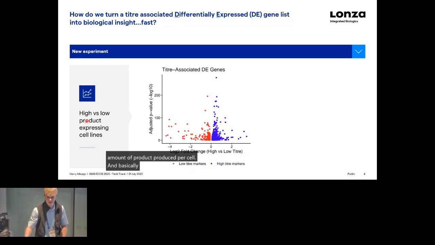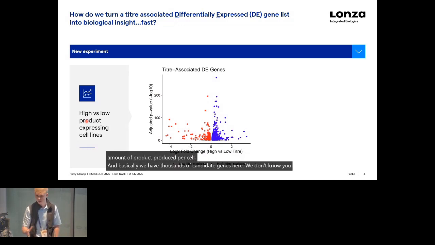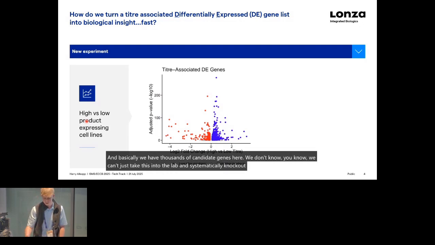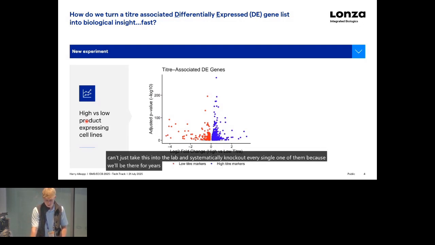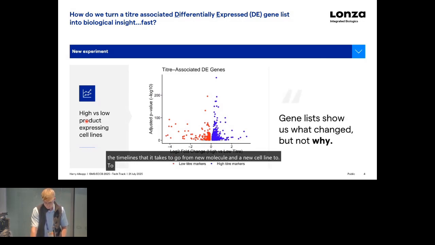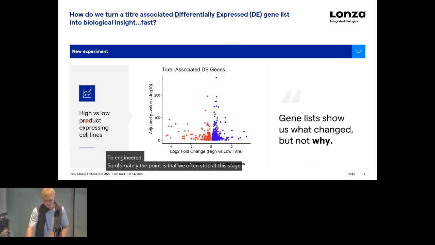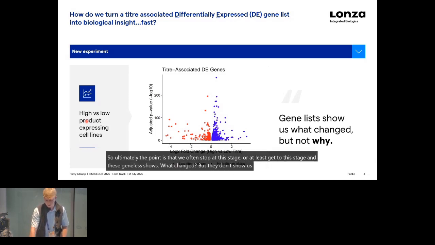Basically, we have thousands of candidate genes here. We can't just take this into the lab and systematically knock out every single one of them, because we'll be there for years. So we need ways to take these lists and generate concrete hypotheses, concrete next steps, so that we can have higher confidence and shorten the timelines it takes to go from a new molecule and a new cell line to engineered. Ultimately, we often stop at this stage, and these gene lists show us what changed, but they don't show us why, and that why is what we need to translate back into the lab.